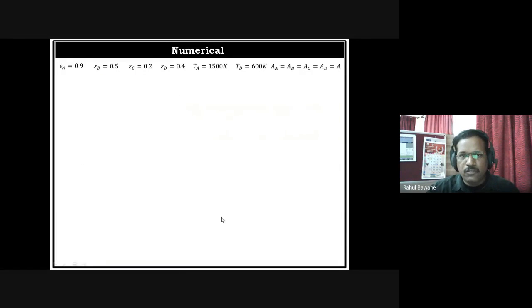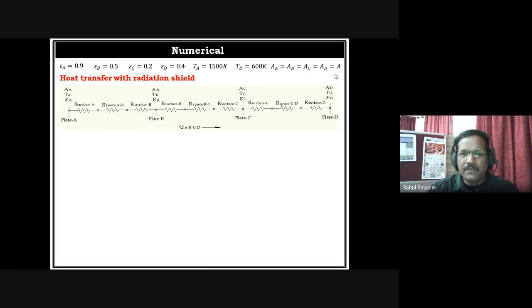Now suppose two radiation shields are inserted, B and C. So what will be our electrical analogy then? This is plate A and this is plate D, and we are inserting two plates now, plate B and plate C. Heat is definitely transferring from plate A to D, but through B and C. So the heat transfer rate goes A, B, C, D. Accordingly, we have space resistance between A and B, surface resistance of B, surface resistance of B towards plate C, space resistance. All these we have to calculate.